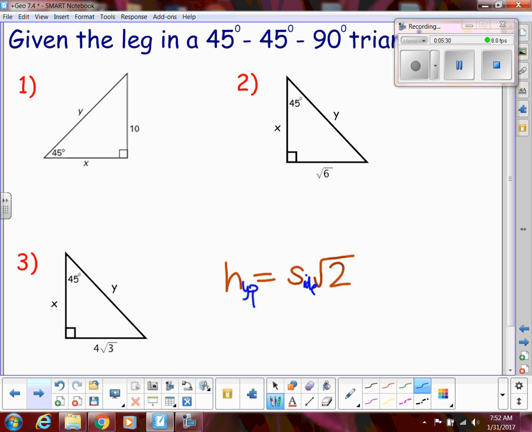So in this one, this is a 45-45 because of that. So I know that the other leg is 10, and that this hypotenuse would just be 10 root 2. Done. Problem is finished. All right, easy, right?